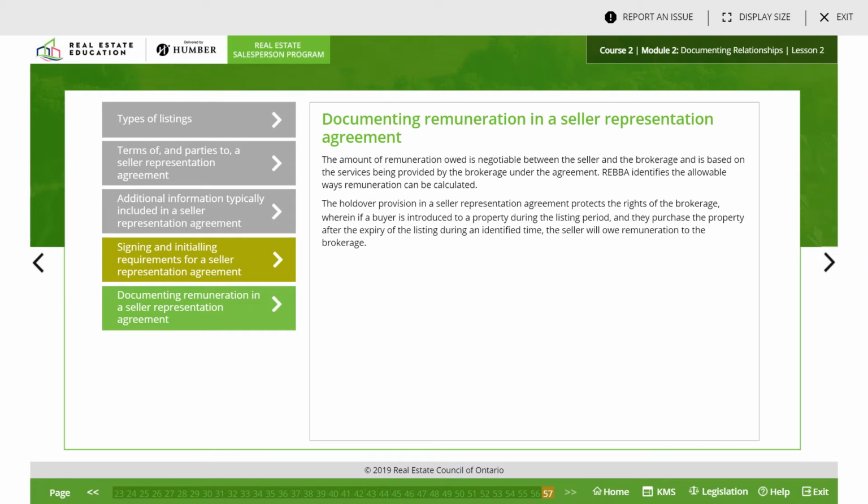The amount of remuneration owed is negotiable between the seller and the brokerage and is based on the services being provided by the brokerage under the agreement. REBA identifies the allowable way remuneration can be calculated. The holdover provision in a seller's representation agreement protects the rights of the brokerage, wherein if a buyer is introduced to a property during the listing period and they purchase the property after the expiry of the listing during an identified time, a seller will owe remuneration to the brokerage. So that was lesson 2, module 2.